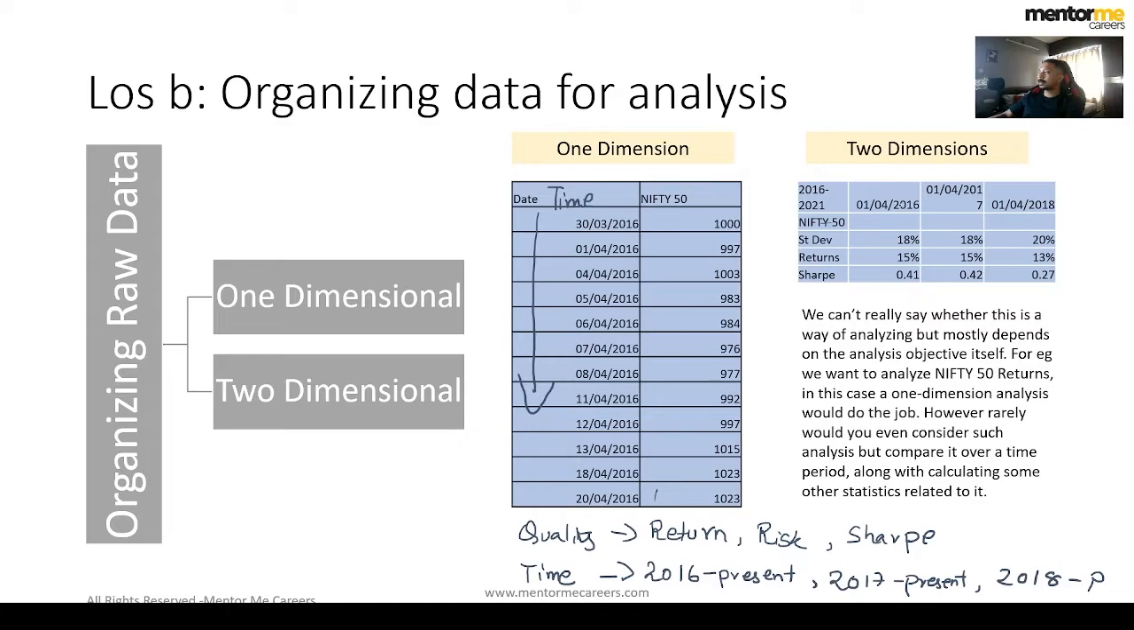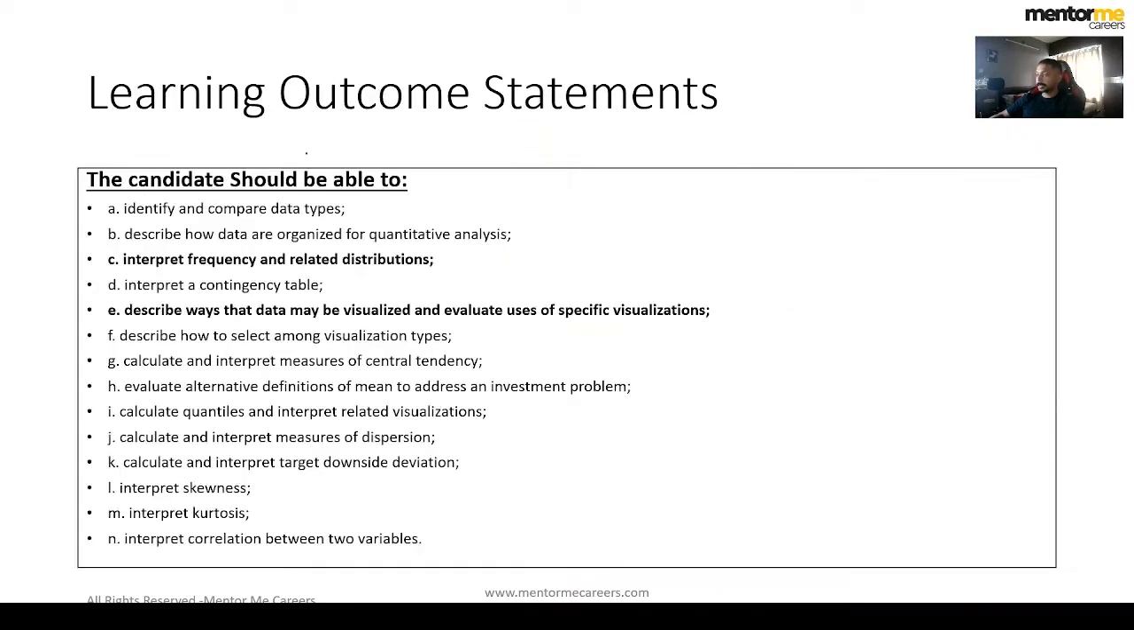So I can see that from 2016 onwards, if I look at returns, Nifty tends to give me 15%. But if I look at from 2017 onwards, again 15%. But if I look at from 2018, then it gives me a return of 13%. Same way for standard deviation, right? And same way for some other data types like Sharpe, right? So this is one dimensional versus two dimensional. Again, the reason why I'm giving you an example out here is so that you don't have to really memorize this. Okay, let's go into the next LOS.